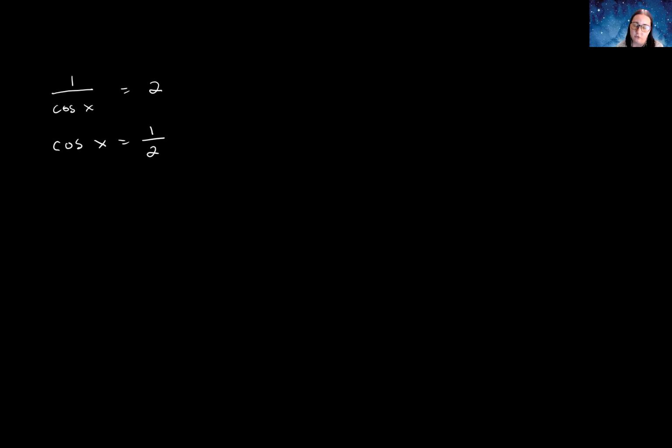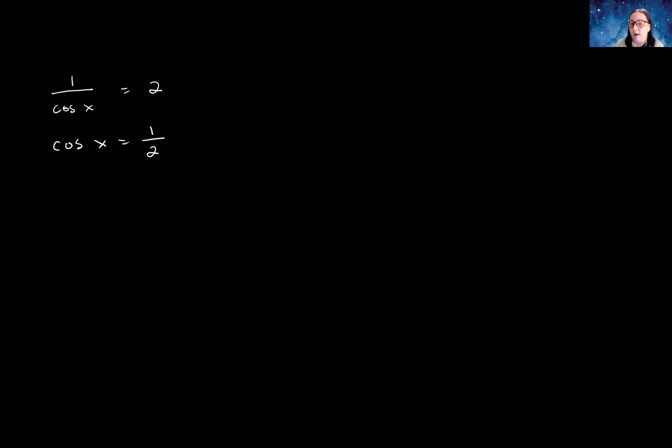So now that you've gotten to this point, you can solve by going back to the unit circle and asking, what values of x give me a cosine of 1/2, which I personally think is the easiest method to do. Or you can solve by doing inverses. We'll do both here just to demonstrate.